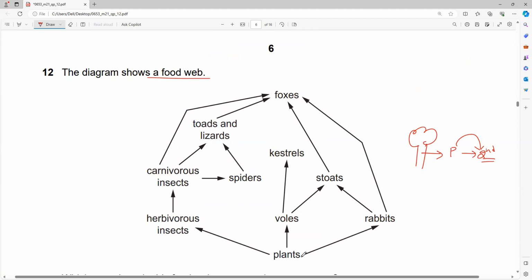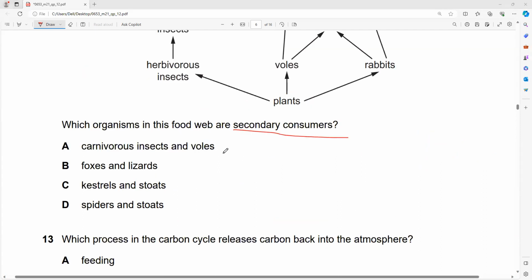Plants, voles, stoats, kestrels, something like that. Next, herbivorous insects, carnivorous insects, toads and lizards. Toads means frogs. See, carnivorous insects, spiders. Spiders will be eaten by toads and lizards. So now the options, let us verify: carnivorous insects and voles, foxes and lizards, kestrels and stoats, spiders and toads. Anybody? Answer please.